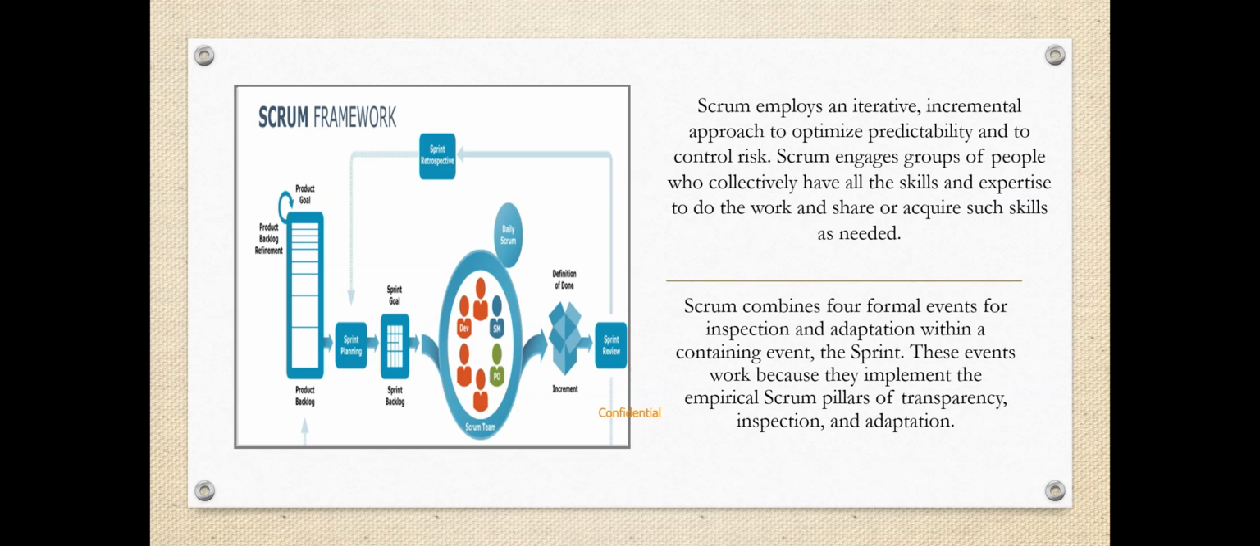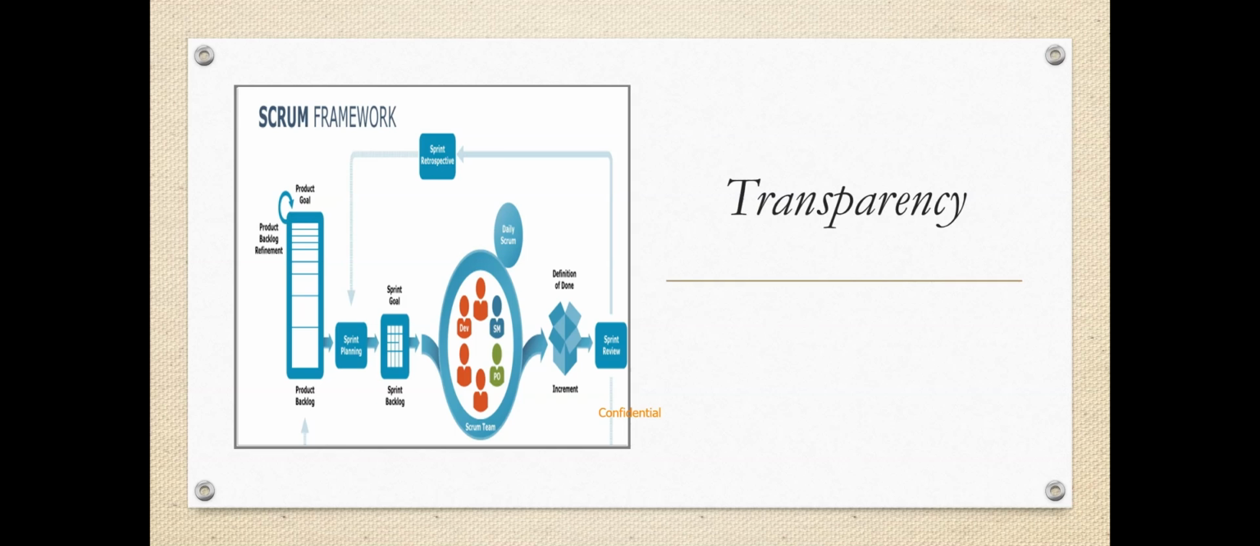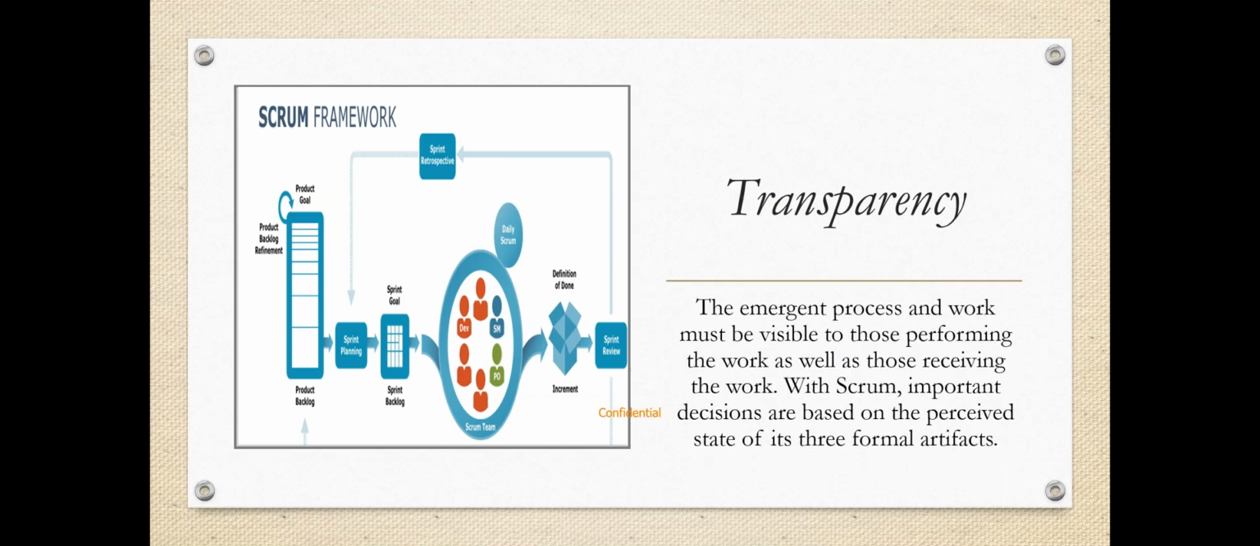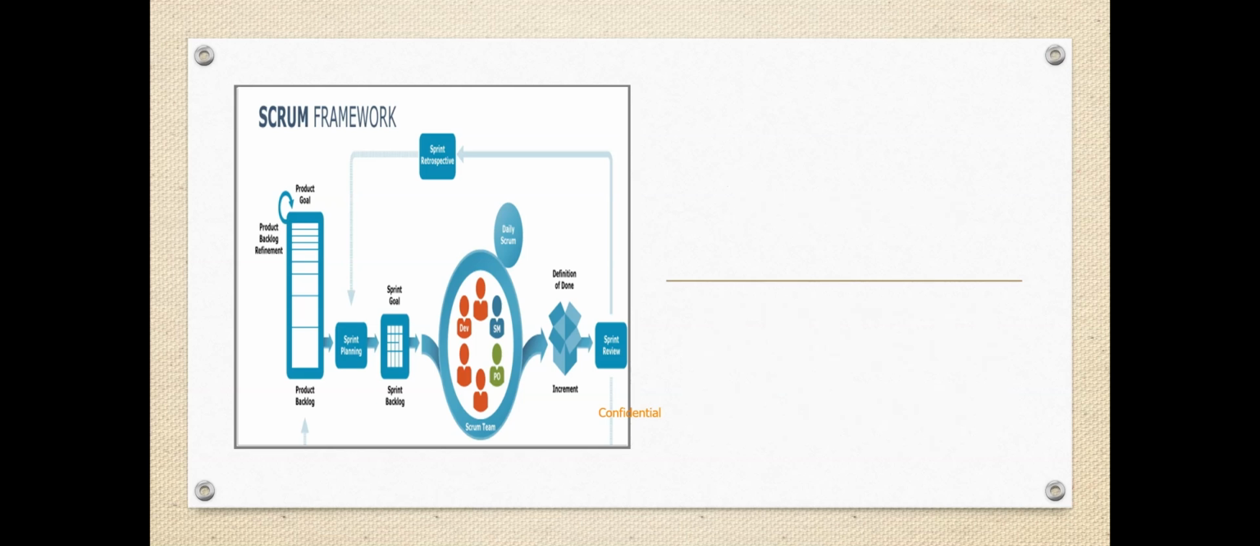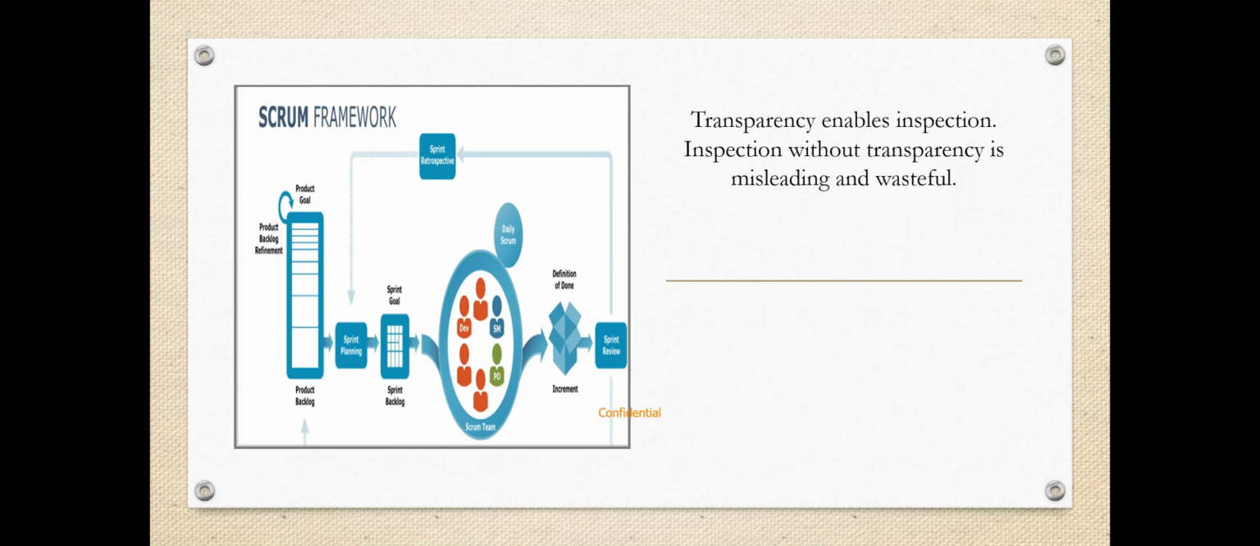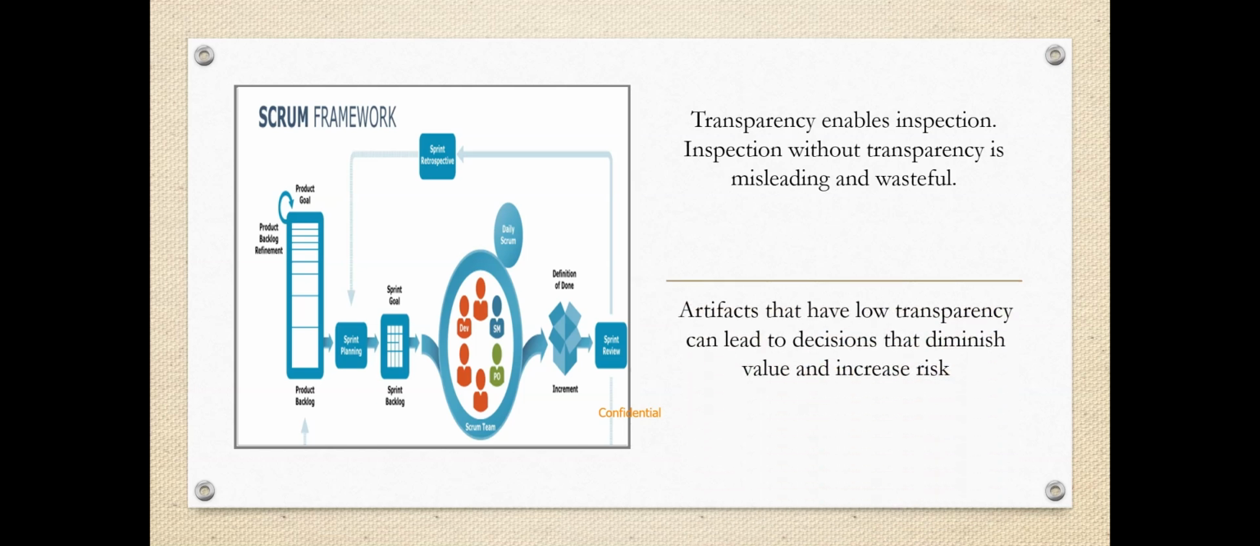Transparency. The emergent process and work must be visible to those performing the work as well as those receiving the work. With Scrum, important decisions are based on the perceived state of its 3 formal artifacts. Artifacts that have low transparency can lead to decisions that diminish value and increase risk. Transparency enables inspection. Inspection without transparency is misleading and wasteful.